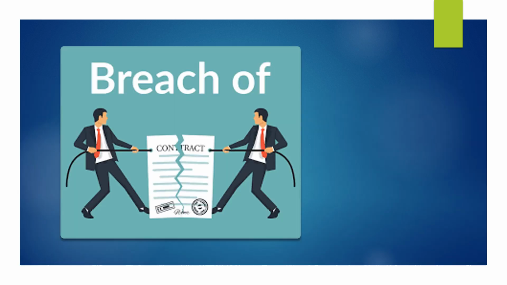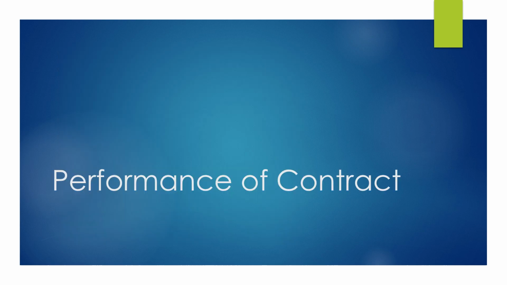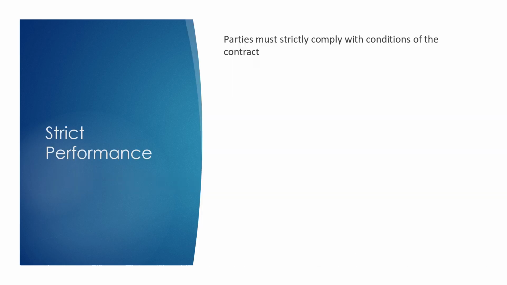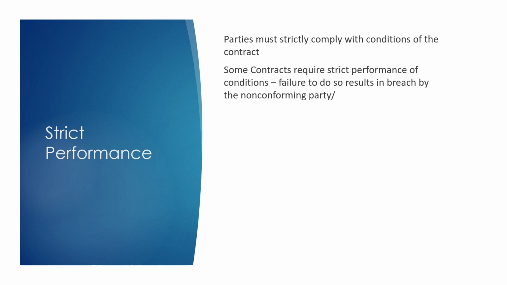We're now going to talk about breach of a contract. First let's talk about performing the contract. There is something called strict performance. When we talked about the conditions of the contract, strict performance says the contract has to be performed under the conditions as they are. And if you don't do them the way the condition is, it results in a breach.